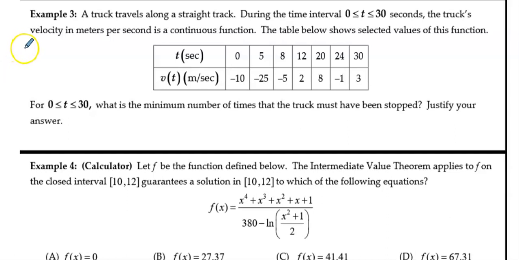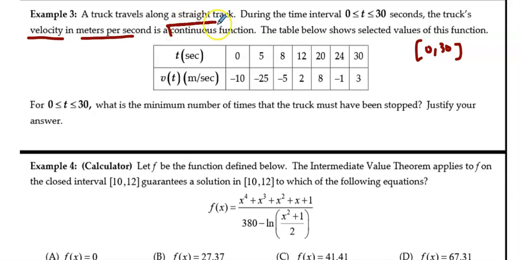It says a truck travels along a straight track during the time interval from 0 to 30 seconds. So that's the interval that we're looking at. So that's our A, B thing here. And don't worry, we don't have to write the whole song and dance for this. Just the idea of the concept of what IVT is. And notice that our values in our chart are from 0 to 30, so it's good that we have been given this. The truck's velocity in meters per second is a continuous function.